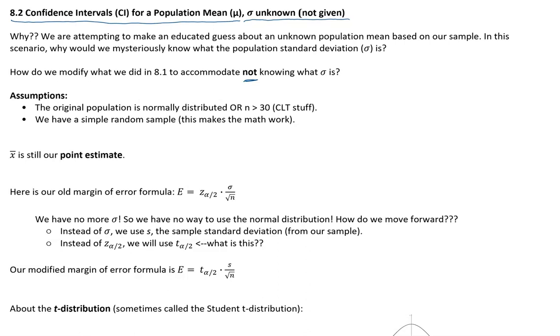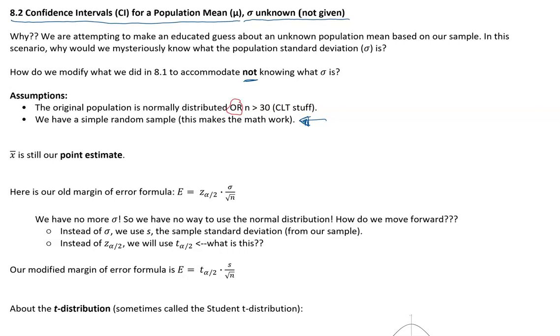So our assumptions, like before: the original population is normally distributed, or we have a large enough sample size, greater than 30. That's our central limit stuff. And then we have this new assumption that we have a simple random sample. If you go back to 8.1, that wasn't there. I'm not going to make a big deal out of these assumptions, but if you'd like to know about these things, that's a new assumption.